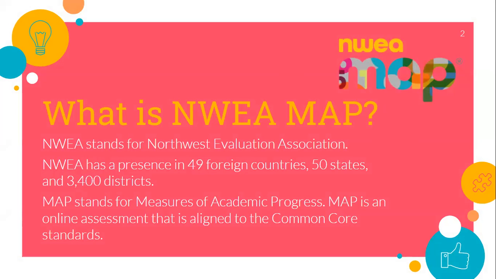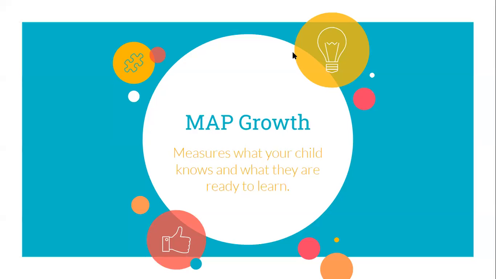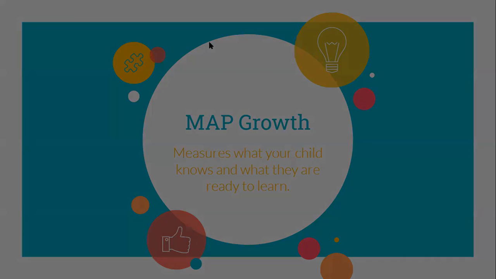NWEA stands for Northwest Evaluation Association. And as you can see, it has presence all over the world, throughout the United States and throughout school districts within the United States. MAP stands for Measures of Academic Progress, and it's an online assessment that is aligned to the standards we use in the state of Georgia. And MAP Growth measures what your child knows and what they are ready to learn.